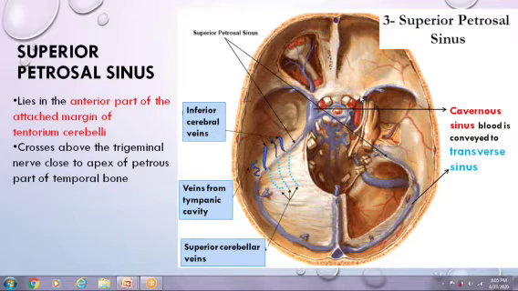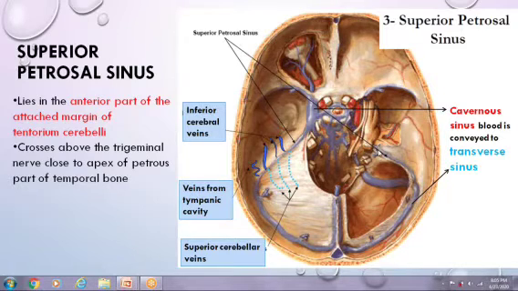Petrous part of the temporal bone. Temporal bone. Very good. Petrous part of the temporal bone. So this is the superior border of the petrous part of temporal bone, and the inferior border is here. And this part is the apex of the petrous part of temporal bone.